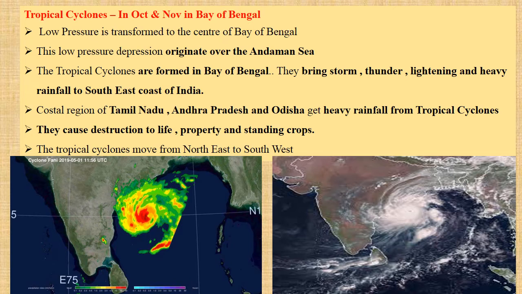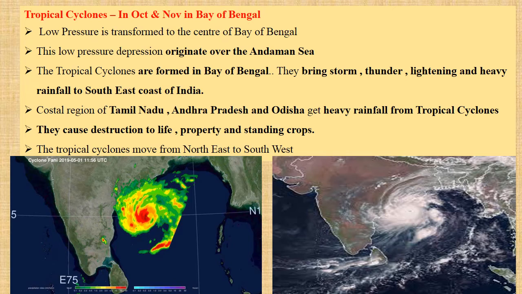November. If you remember in the previous slide, we have learned that October and November is the retreating monsoon season and the coming in of northeast trade winds. Northeast trade winds also are called northeast monsoon winds. So we can say that tropical cyclones originate during the movement of retreating monsoon and northeast monsoon. Okay, let us go to the fourth point. The coastal region of Tamil Nadu, Andhra Pradesh and Odisha gets heavy rainfall from tropical cyclones.